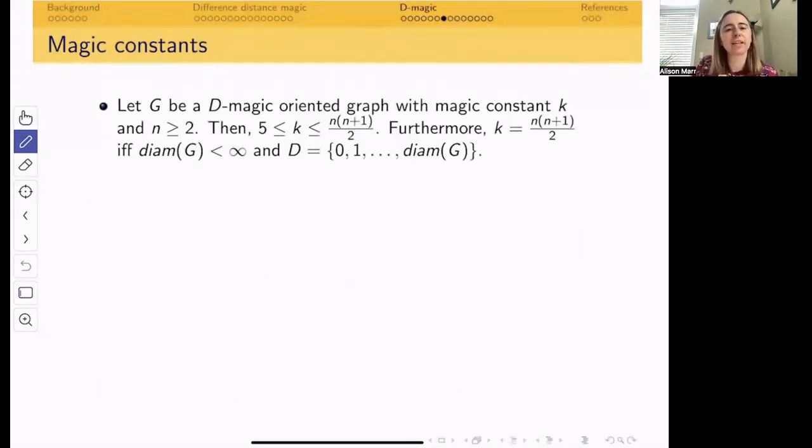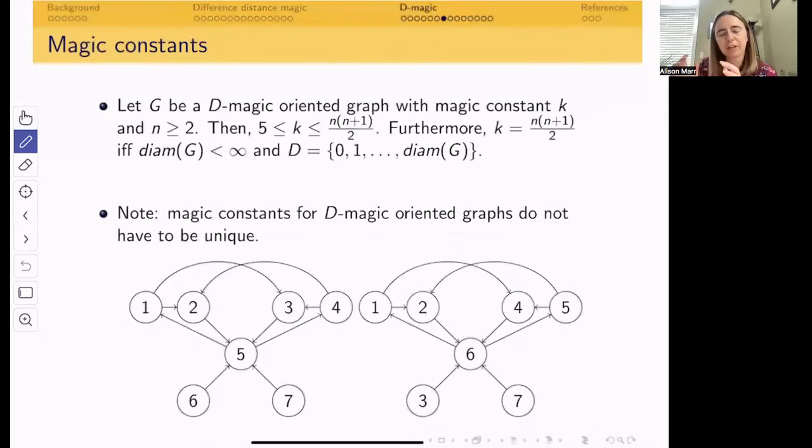The magic constant can vary in these graphs. There are some magic labelings where the magic constant has to be the same at every vertex, depending on the kind of graph. But here, for example, are 2 different graphs, same orientation, but with different magic constants. So just be aware that when we work here, the magic constant is not unique, and there are some labelings where that is an important feature.